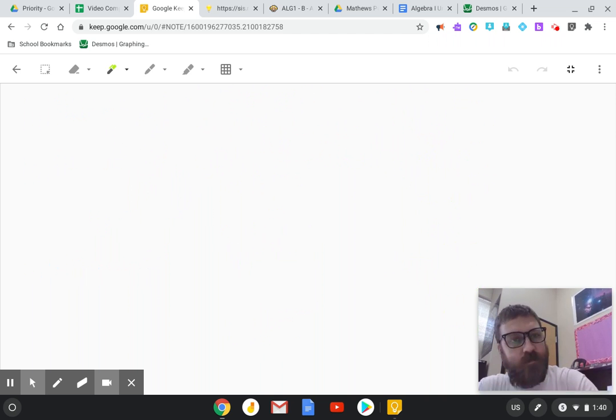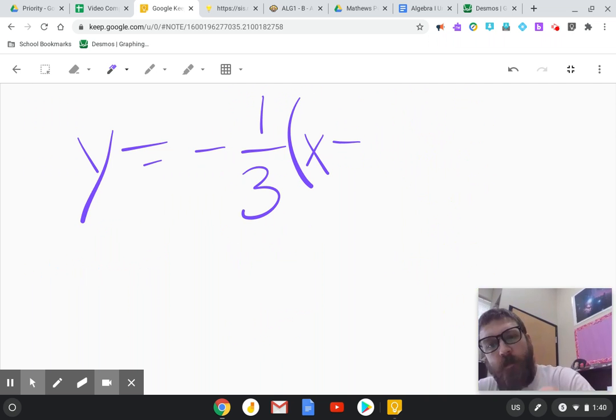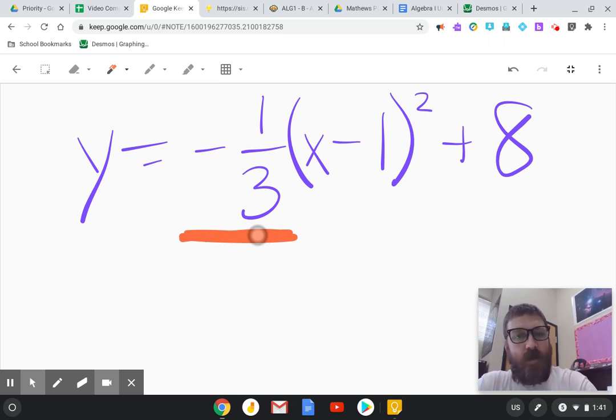What if my graph was y equals negative 1/3 (x minus 1) squared plus 8. Okay, there's a lot going on in this equation, but we know what each one of these things tells us. For instance, we know that there are actually two things coming from that piece of information. Let me go ahead and do two things.